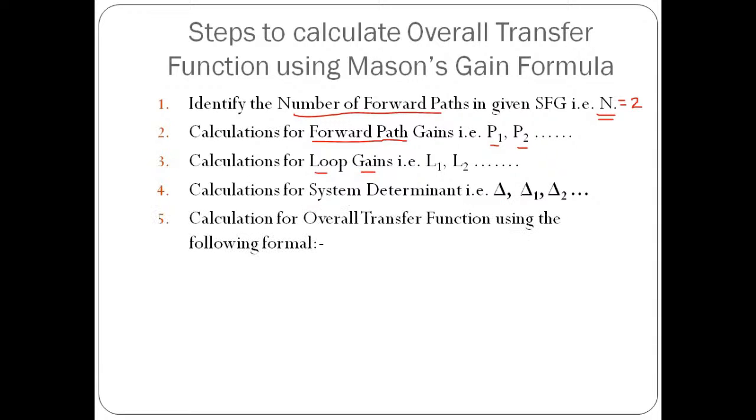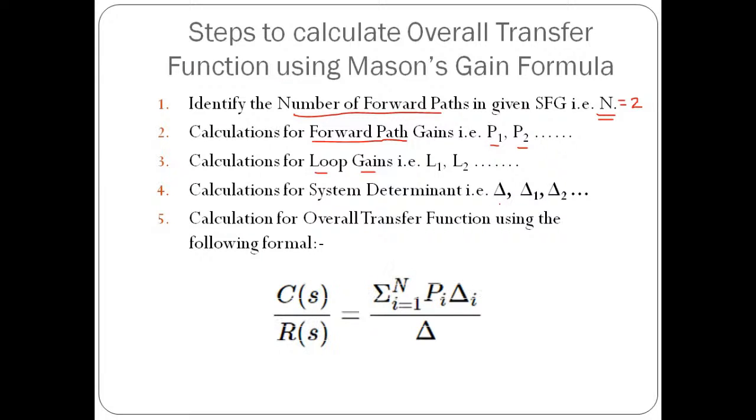And once we have all this information, like the value of n, the values of P1, P2, followed by L1, L2, delta, delta 1, delta 2, then it is very easy for us to apply Mason's gain formula in order to find the transfer function of the system.